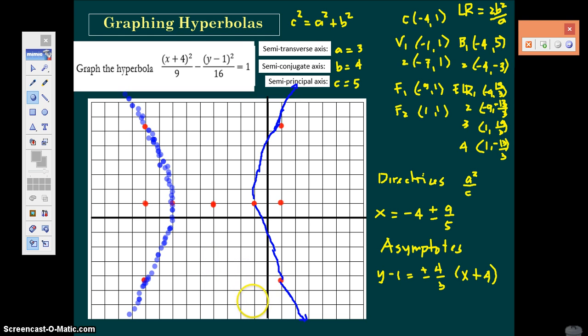This is your hyperbola. So I suggest you practice drawing this, better than I did. I'm sure you can. So that's it.